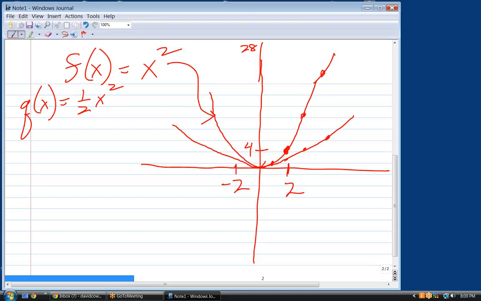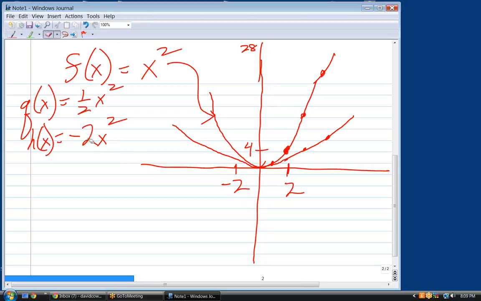The reason it's not correct to say less than 1 is because if I have, say, a minus 2x squared, let's say I had an h of x that was equal to minus 2x squared. Well, minus 2 is less than 1, but this is not a shrink, because the absolute value of it is greater than 1. The consequence of the negative sign is it merely reflects it over the x-axis.